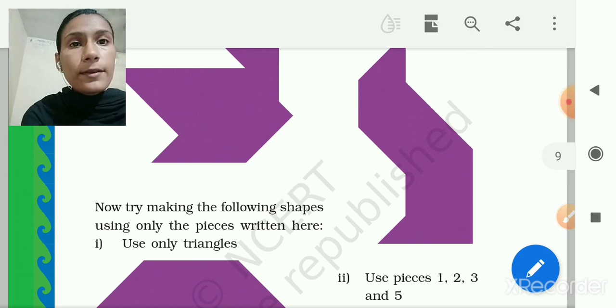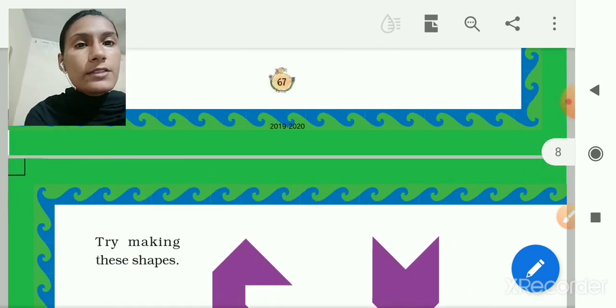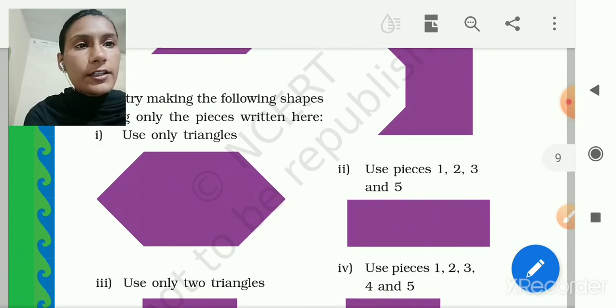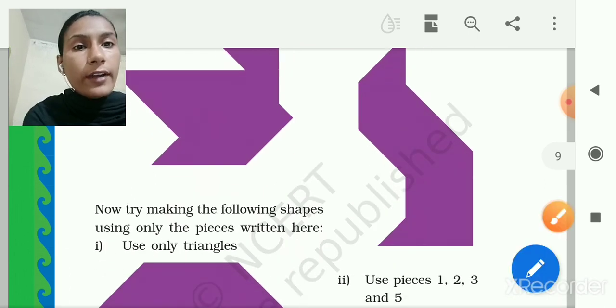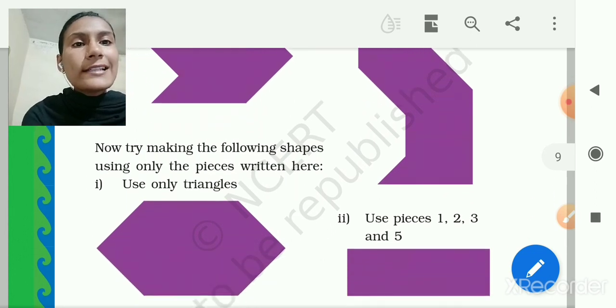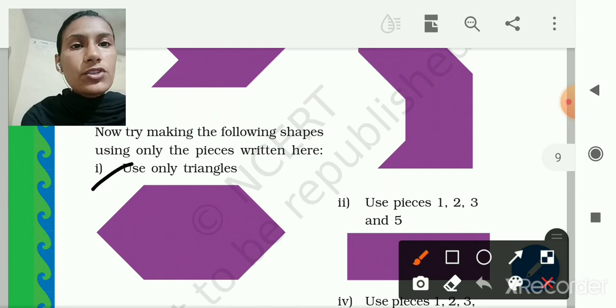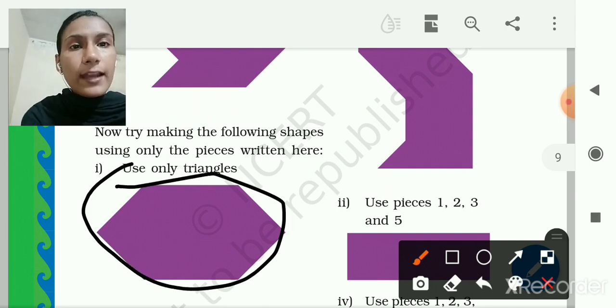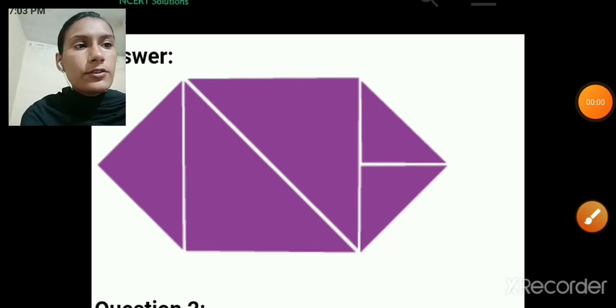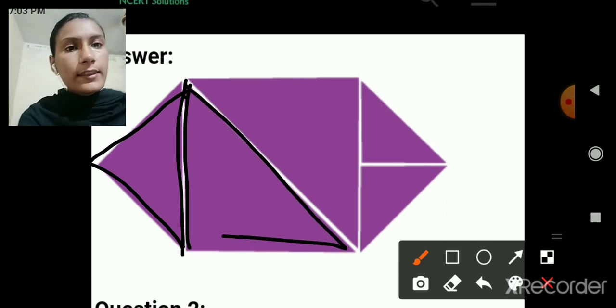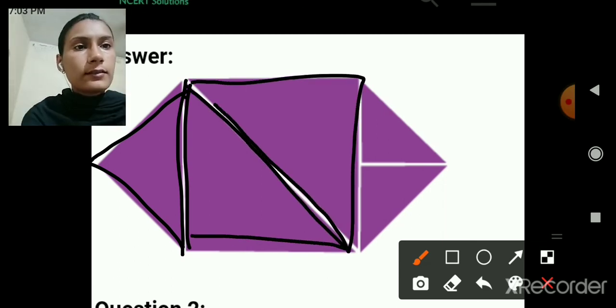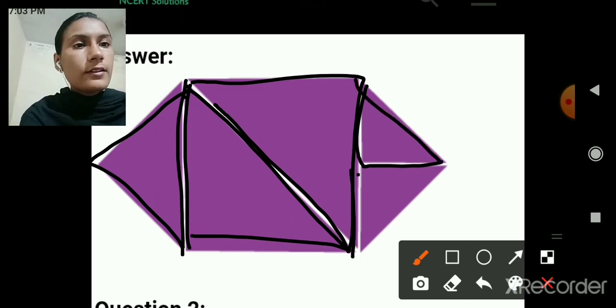So let's continue chapter number 5, shapes and design. In the previous video we have seen till here. The next, now try making the following shapes using only the pieces written here. Use only triangles. So in this shape we have to use only triangles. We can use triangles in these shapes. We can use triangles here, then here are triangles. So like this we can use triangles in this shape.